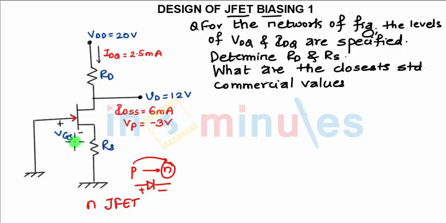Which type of biasing? You can call it self biasing. There is no voltage at the gate, and the voltage across RS provides the biasing to VGS. So it is self biasing.